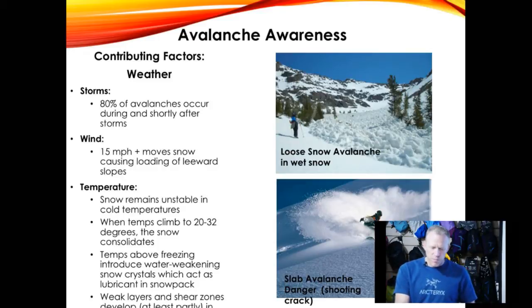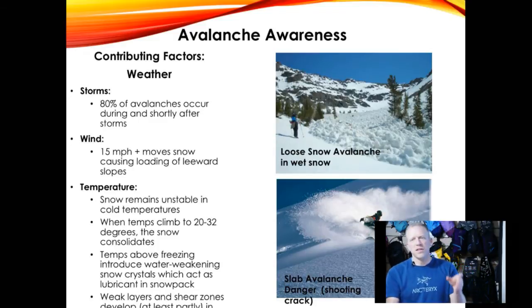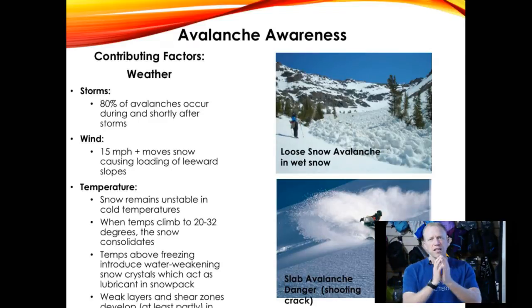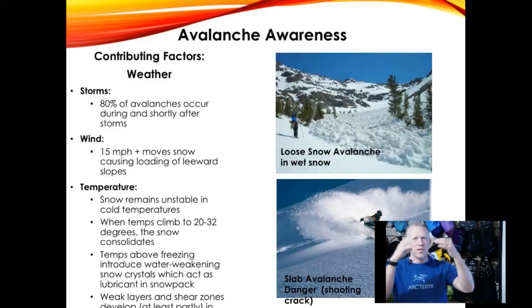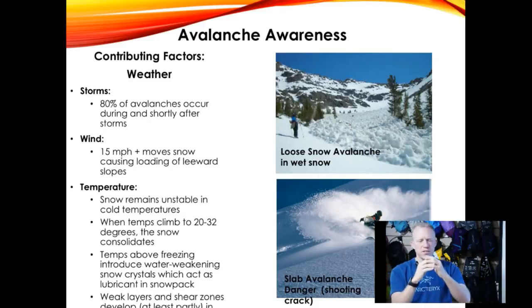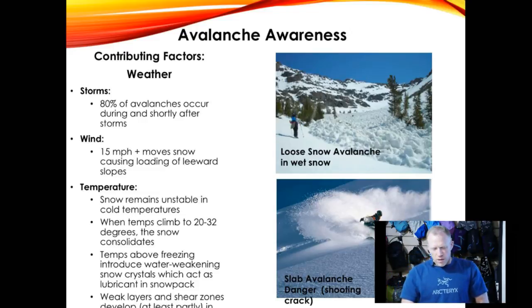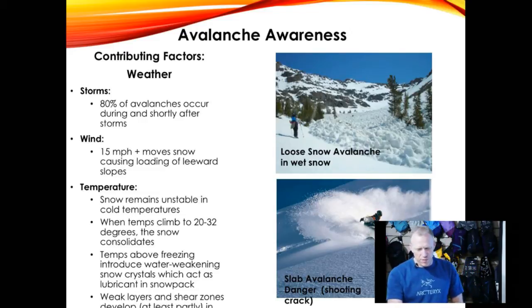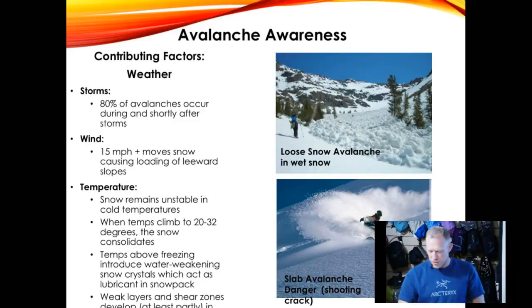Temperature: snow remains unstable in cold temps. Let's think about that. The reason is that snow crystals remain intact. If it experiences warming and cooling, then the snow crystals will have a chance to bond with the crystals next to it. So we like to have temps around or below freezing so that the snow can consolidate. And anytime water is introduced into a snowpack, that's going to make it weak as well.